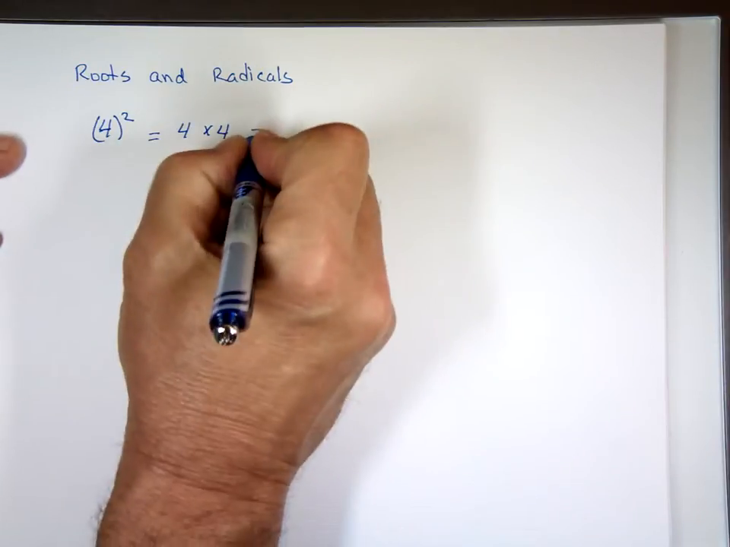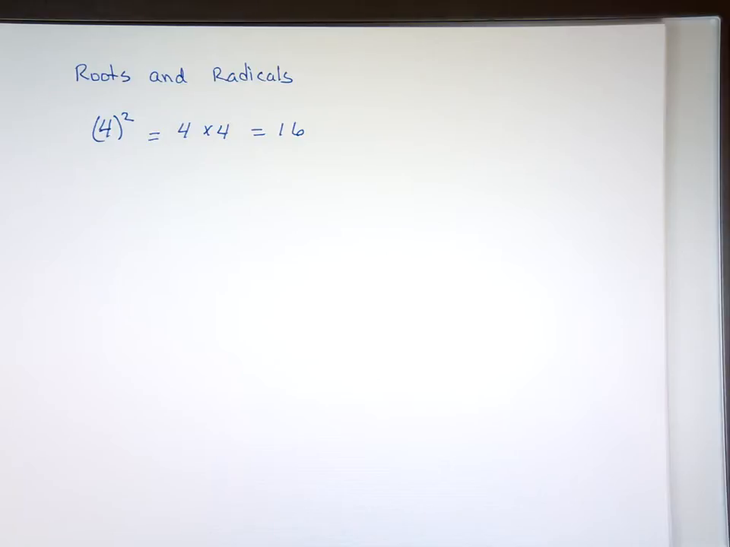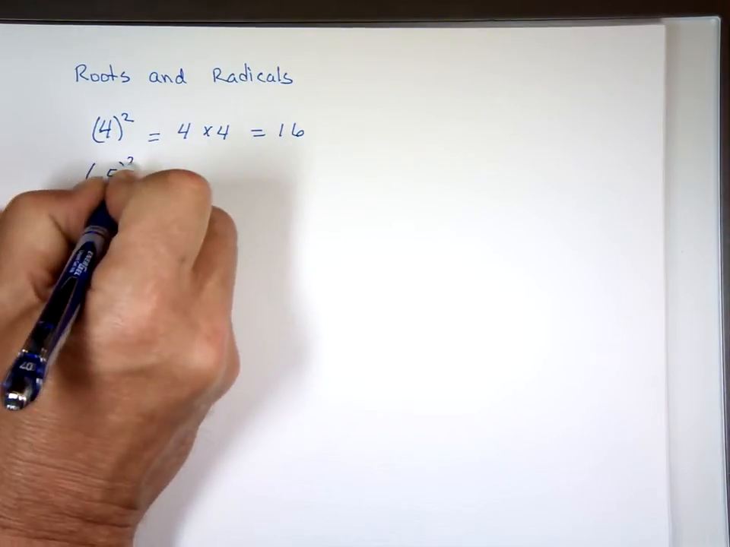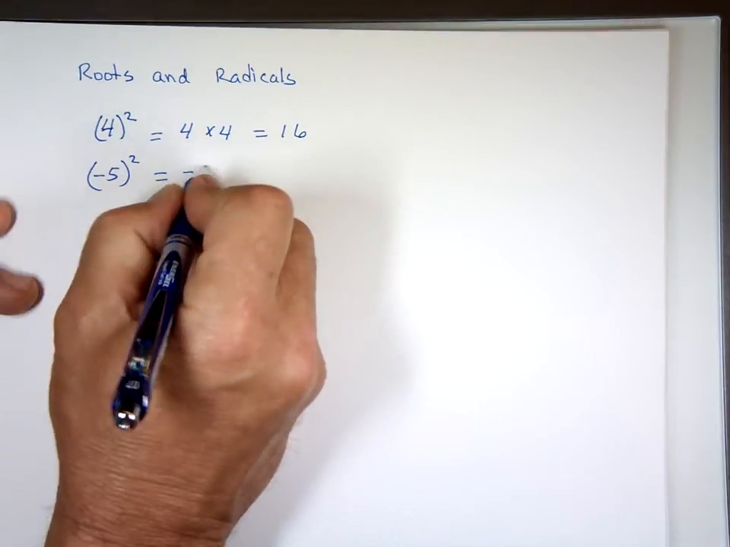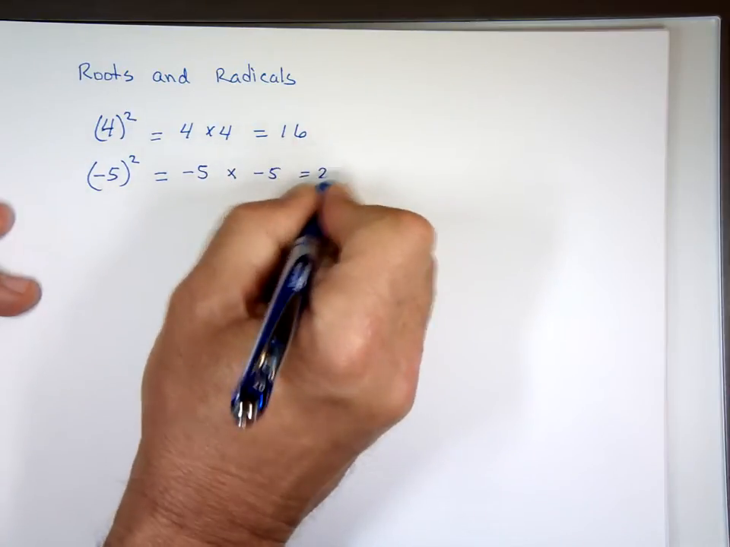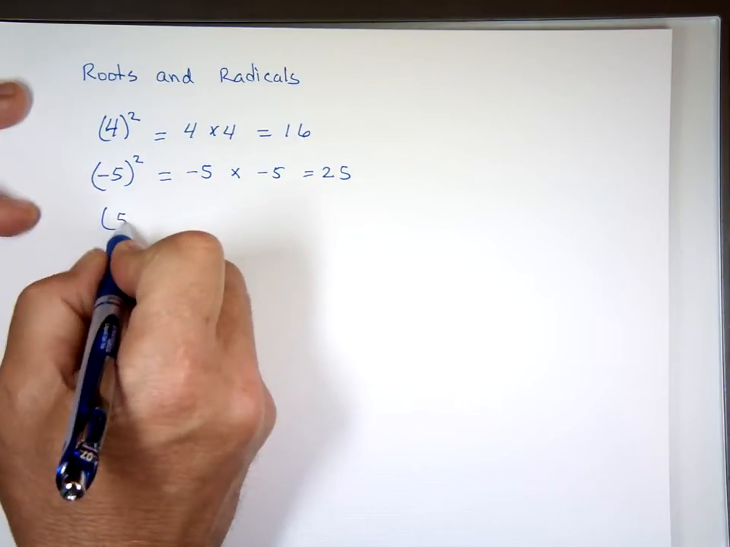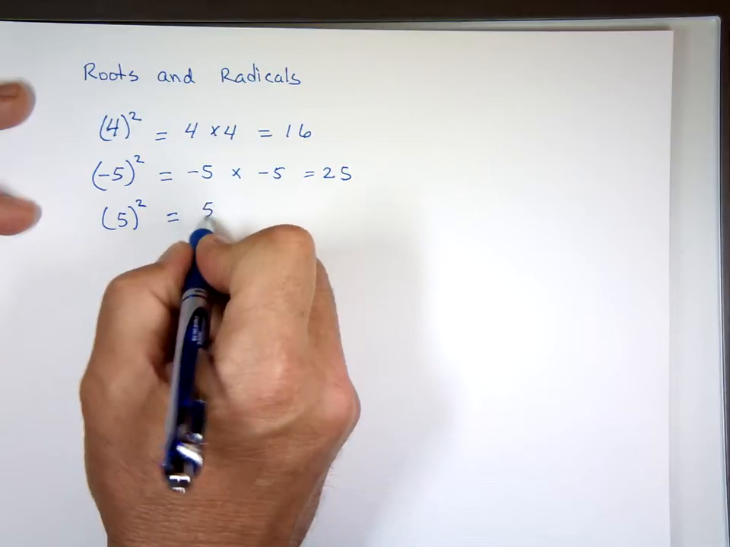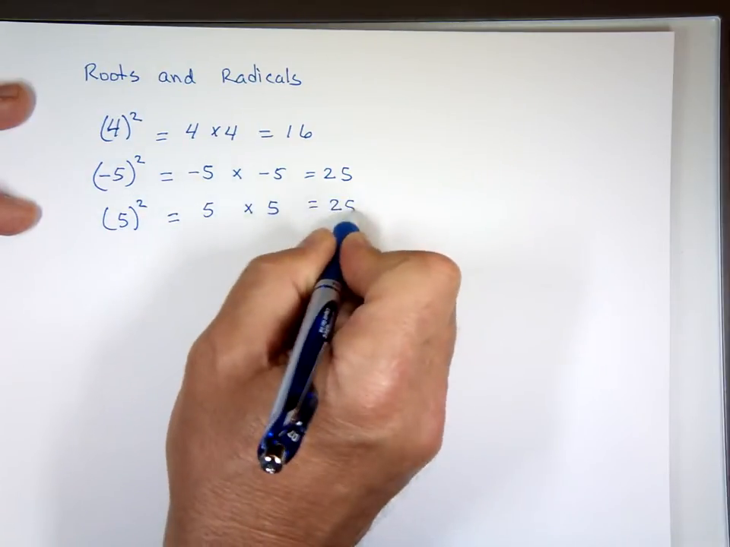And that's equal to what? 16. Good. What's negative 5 when you square it? Negative 5 times a negative 5, which is what? 25. What is 5 squared? It's 5 times 5, which is also 25.